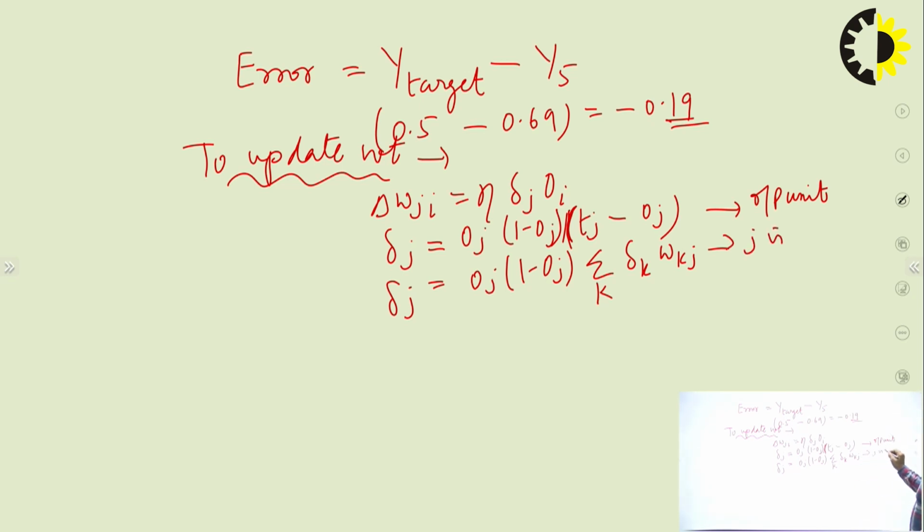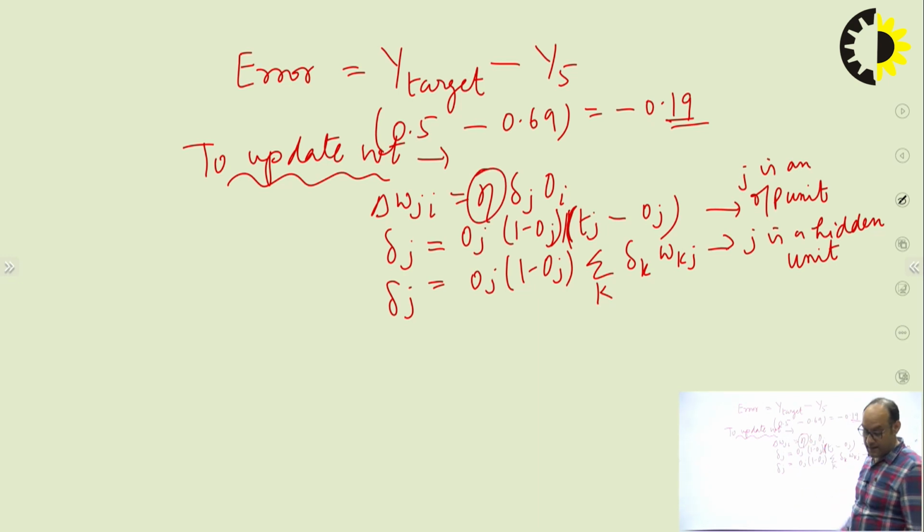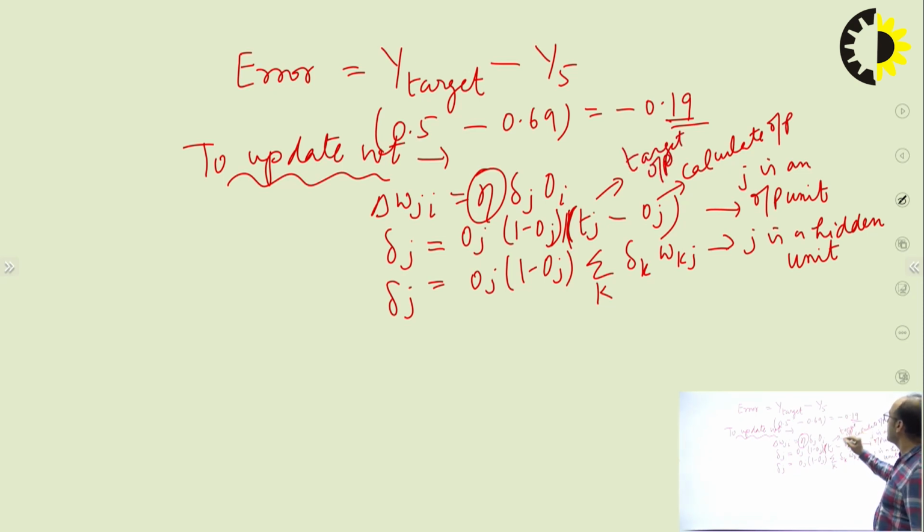And here if J is a hidden unit, here J is an output unit, here J is a hidden unit, right? You know that where eta is learning rate constant, TJ is, this is my correct teacher output for unit J, and OJ is calculated output, ठीक है. This is my target output, right? Delta J is error measure for unit J. We are going to find the error measure, ठीक है.